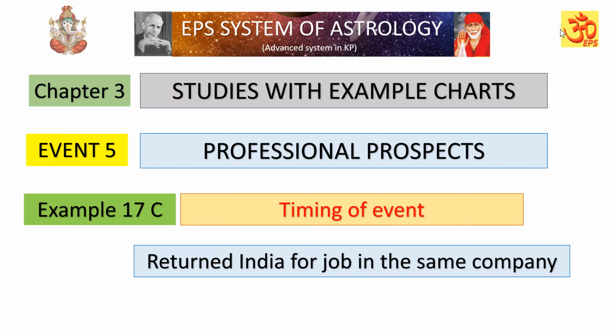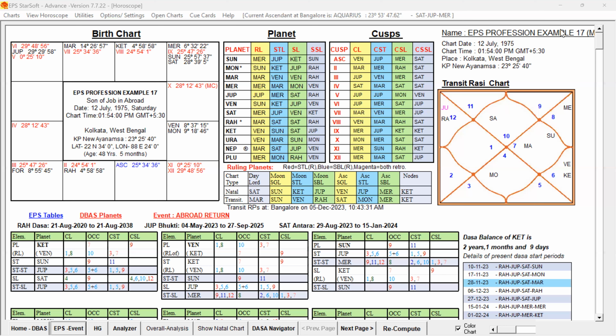Example 17C, timing of event: returned to India for a job in the same company. Now let us examine the birth chart. This is the birth chart of that male native, example number 17. Now we are going to study the self-significations and timing of the event for the person to come back to the homeland, abroad return. I have changed the event to abroad return also. Now let us examine the self-significations.